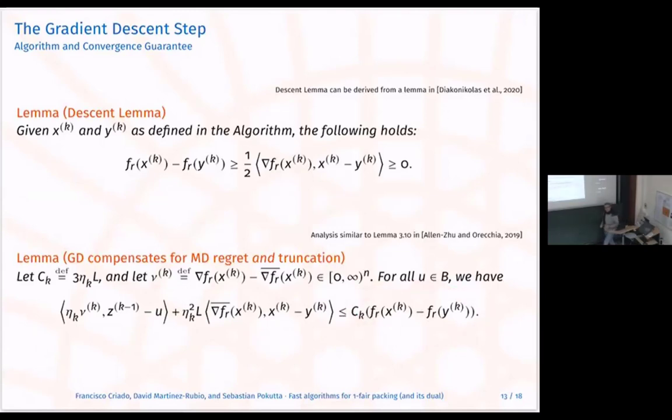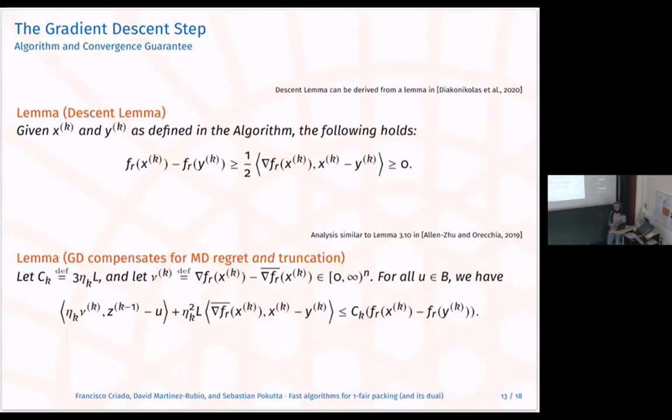So what it tells you is, yeah, sure, I made a mistake by taking the truncated gradient, and I have to pay for the regret. But the gradient descent step magically compensates for this. It both gets rid of the error that you had from the approximation and also the regret that you would have accumulated otherwise.